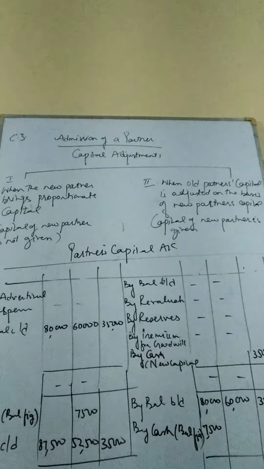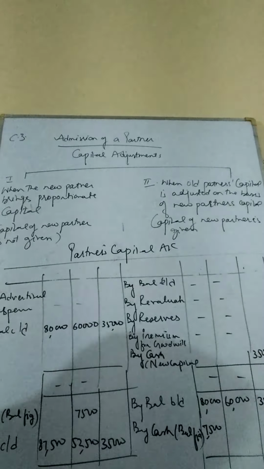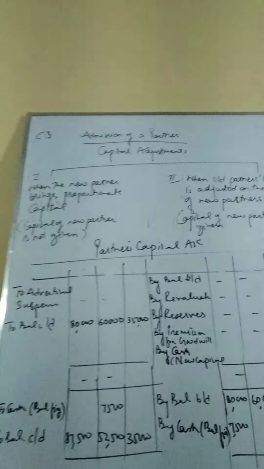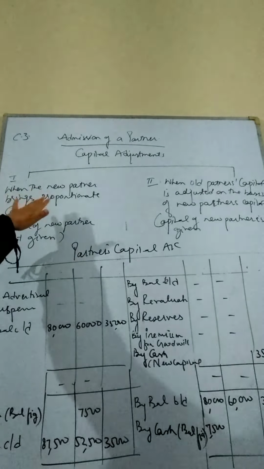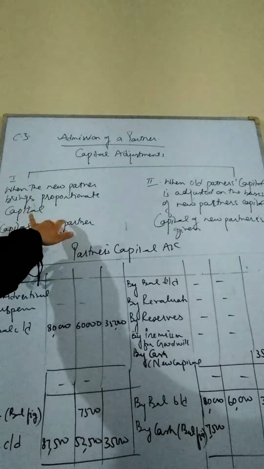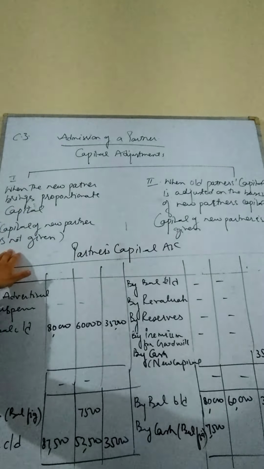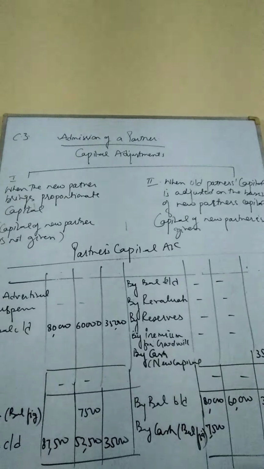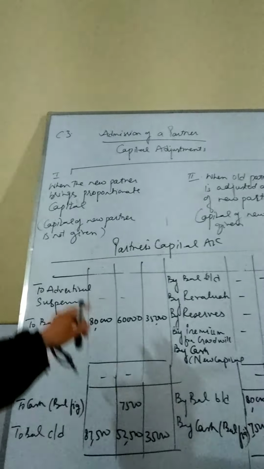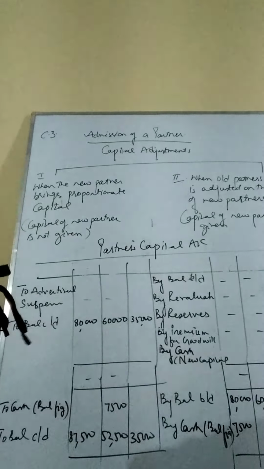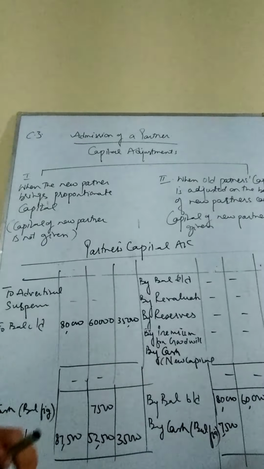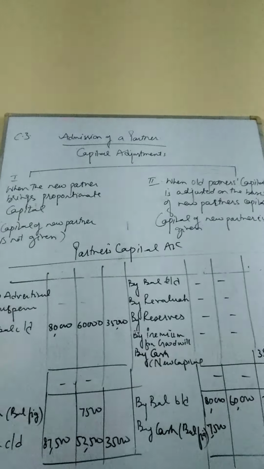So here also let us have a recap. The first capital adjustment once more. The first capital adjustment says that when the new partner brings proportionate capital and his capital is not given in the question, that we have already done in the previous segment. Now in this segment we will do the second capital adjustment.